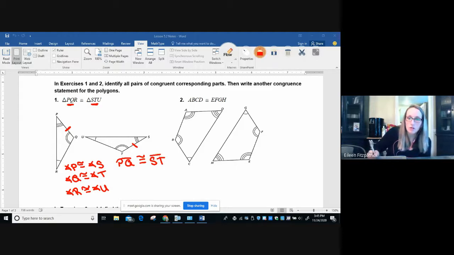And now I'm going to look at the diagram. So I'm going to go QR, so two arcs to one arc. So I'm looking for the side that connects the two arcs and the one arc, this one here. Okay, so those two sides are corresponding and they're congruent. QR, the second and third letter, is going to be congruent to TU, second and third letter. So QR is congruent to TU.